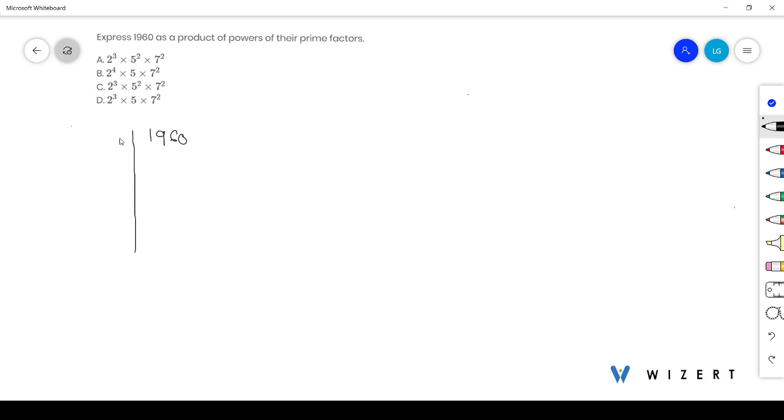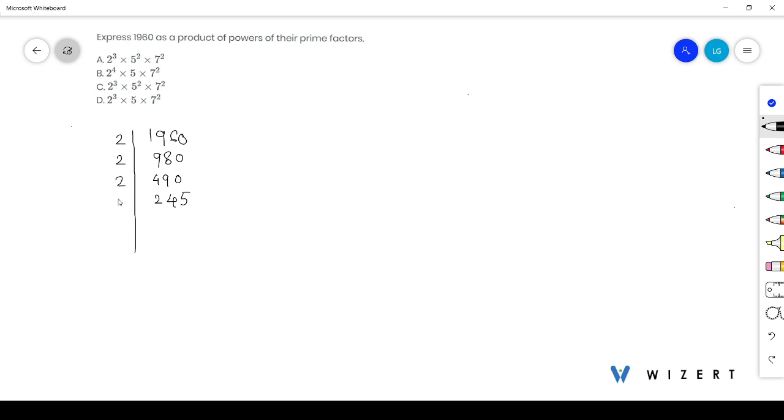1960. So the first prime number is 2. So 1960 divided by 2 is 980. Again, we can divide this 980 by 2. So 980 divided by 2 is 490. Again, we can divide this 490 by 2. So 490 by 2 is 245.